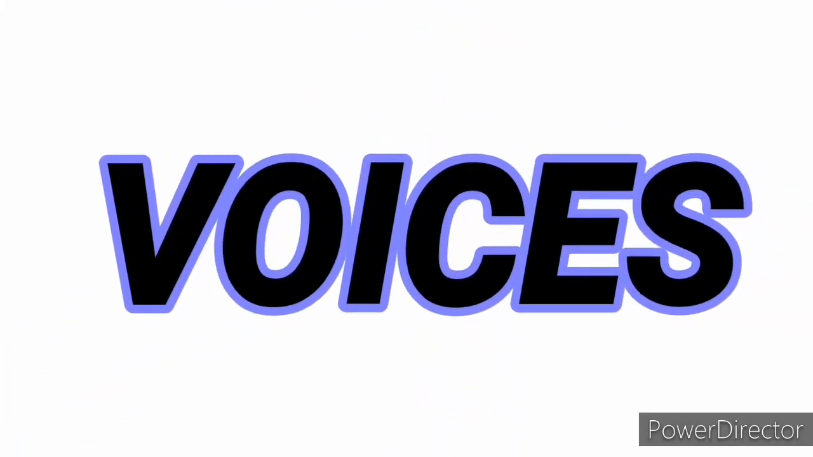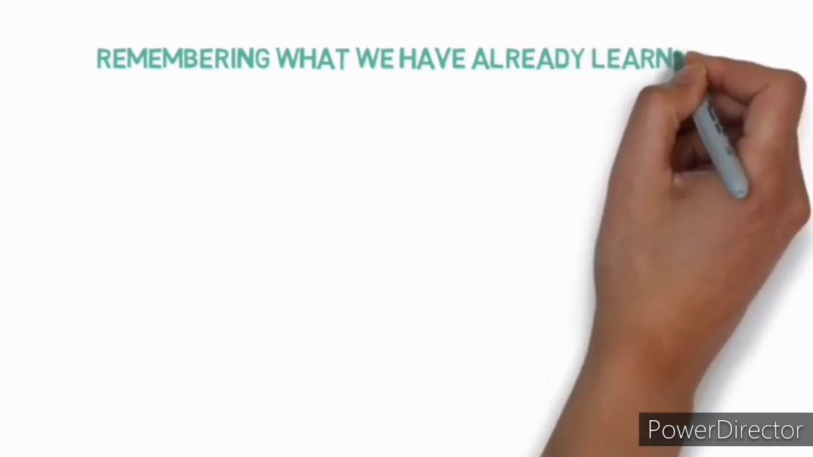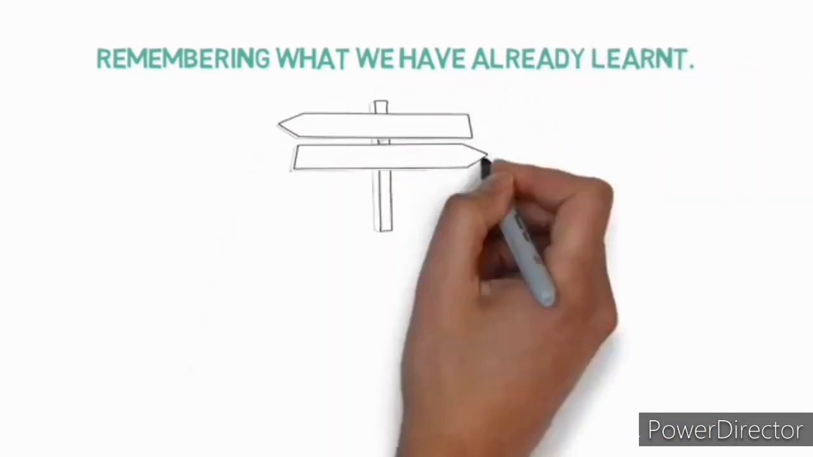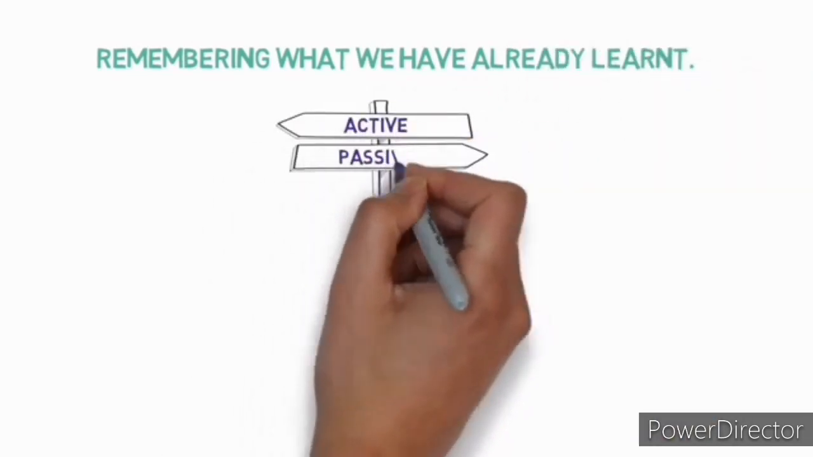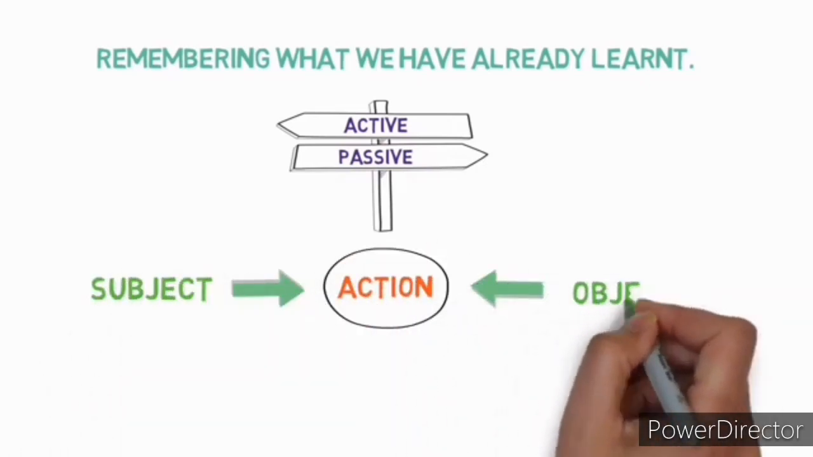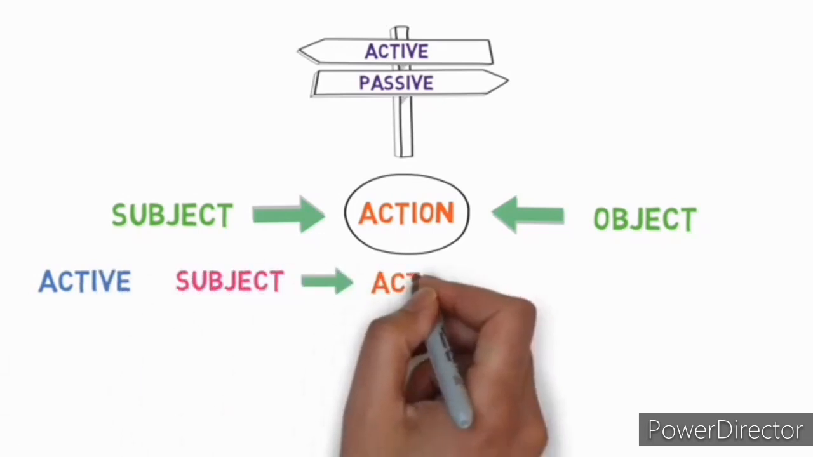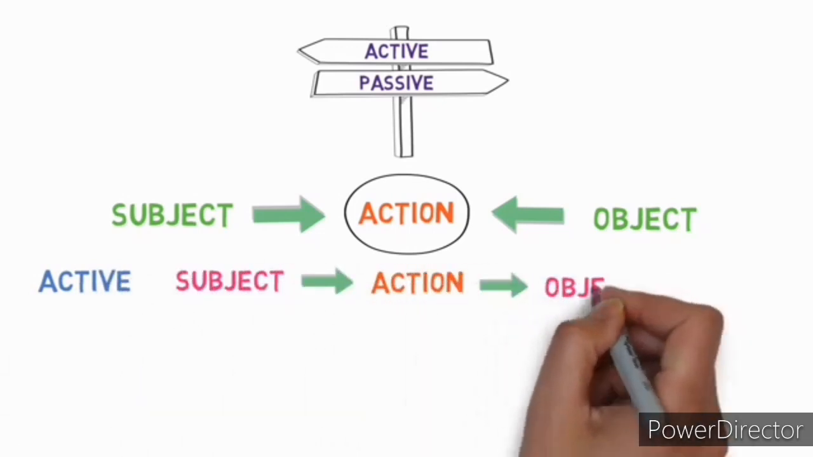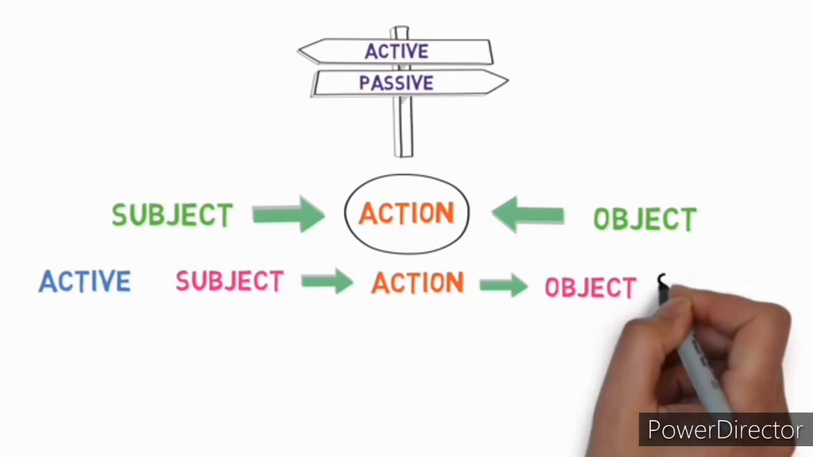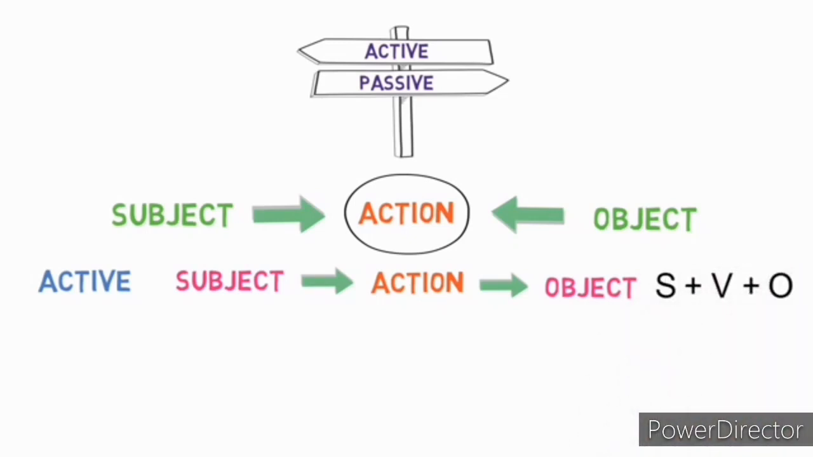Today let's have a look at voices. As we have discussed in the classroom, there are two ways in which we can describe an action performed by the subject in relation with the object. First, in active voice, subject performs the action and object receives the action. So the sentence structure is subject, verb, object, right?